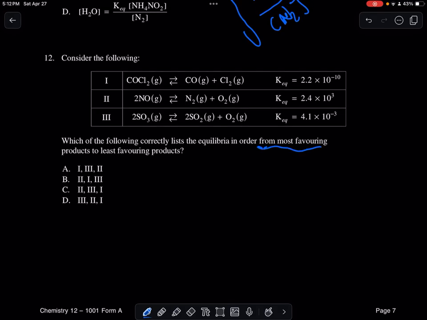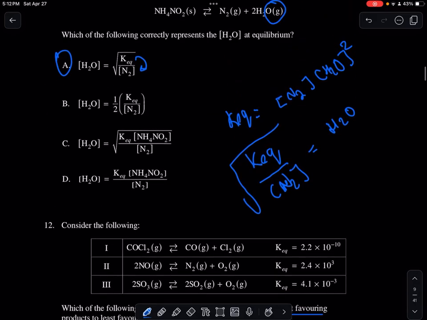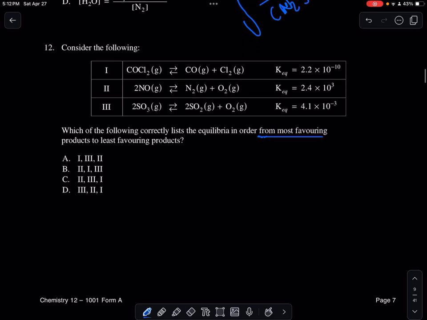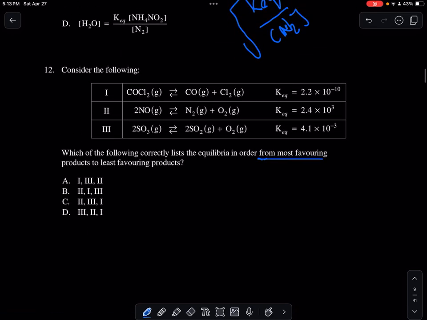This next question is something that we went over in a previous lecture, and that is, which of the following correctly list the equilibria in order from most favoring products to least favoring products? The larger the equilibrium constant, the more favoring it has of the products. So this one is the highest, so II is the highest. Then we have 3, and then 1. Because 1 is the smallest, it's strongly favoring the reactants. So 1, 3, and 2.